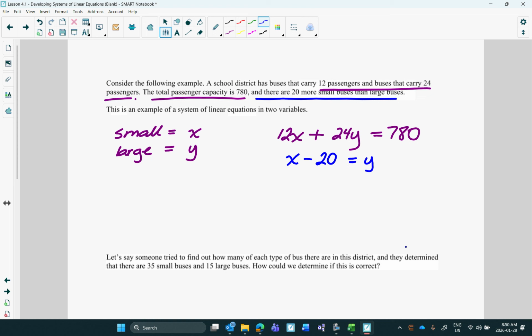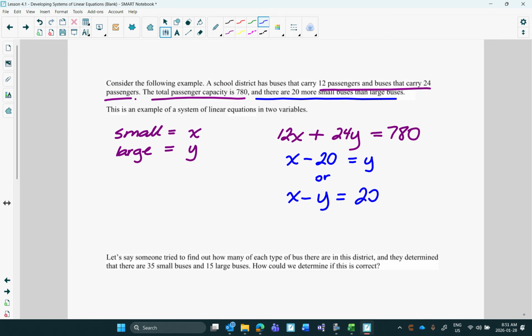Another way you could do it. There's more small buses, right? So there's more X's. If I take the small buses minus the large buses, what does that equal? 20. Both of these are just as correct. I kind of like this one because I've got X, Y, X, Y, and it'll help me when I solve them. But this is absolutely fine. Okay?